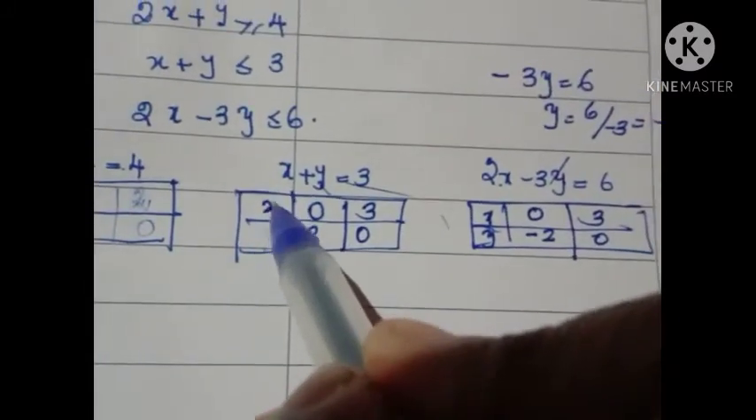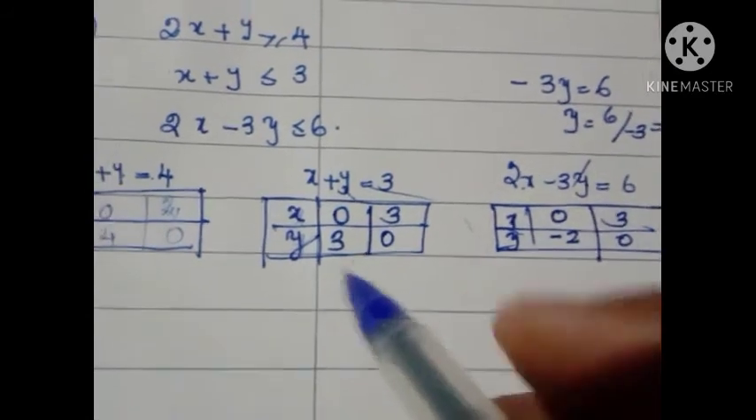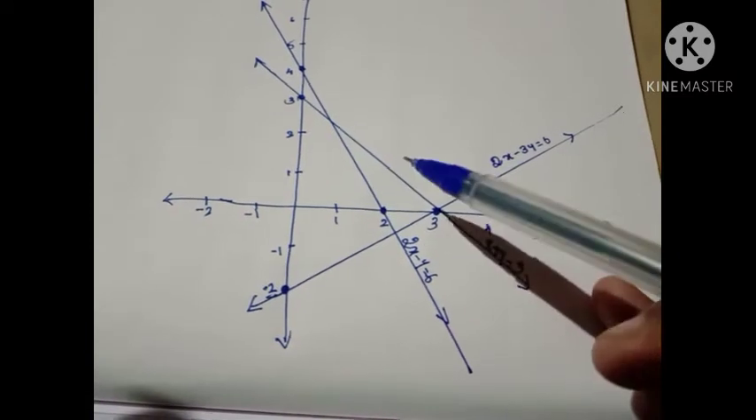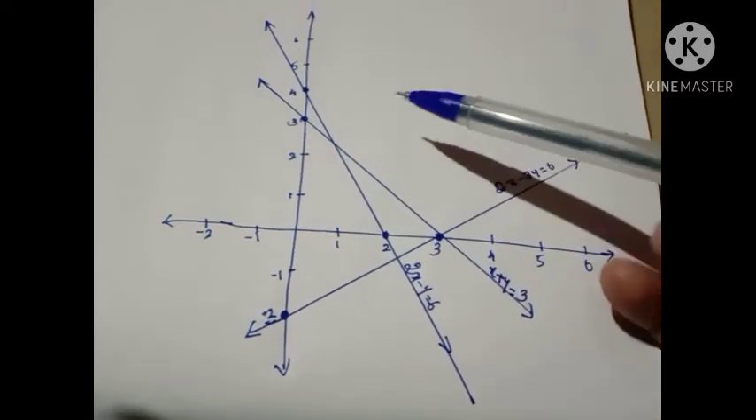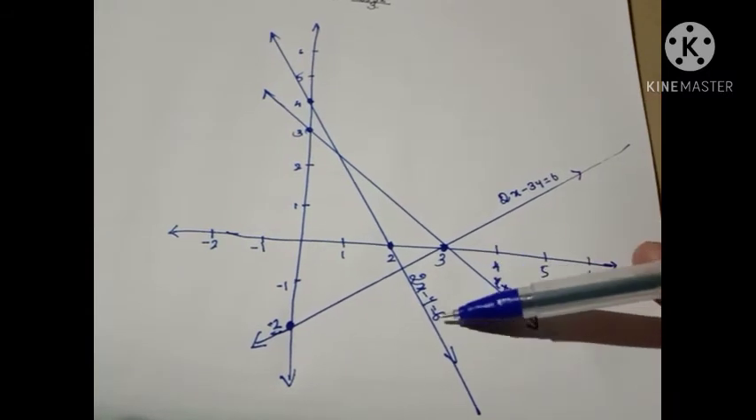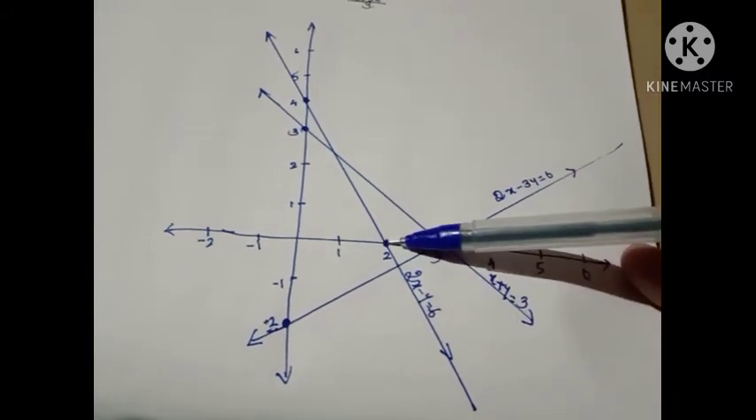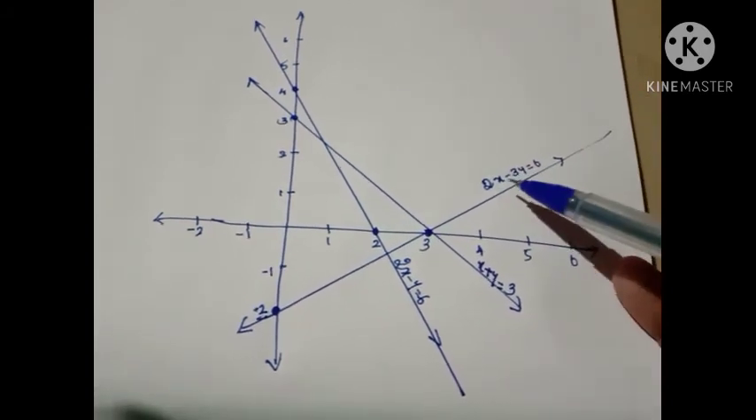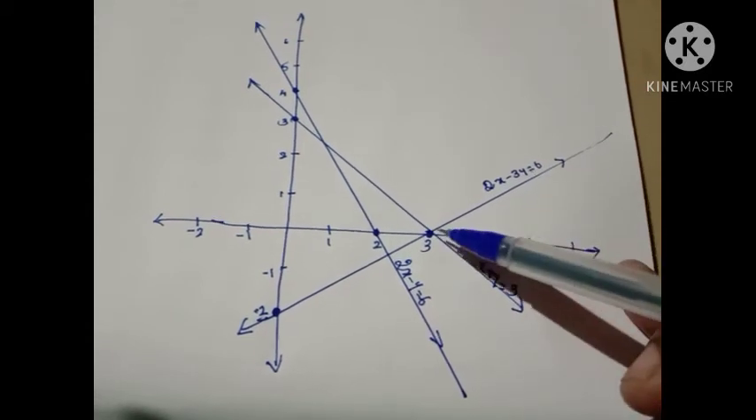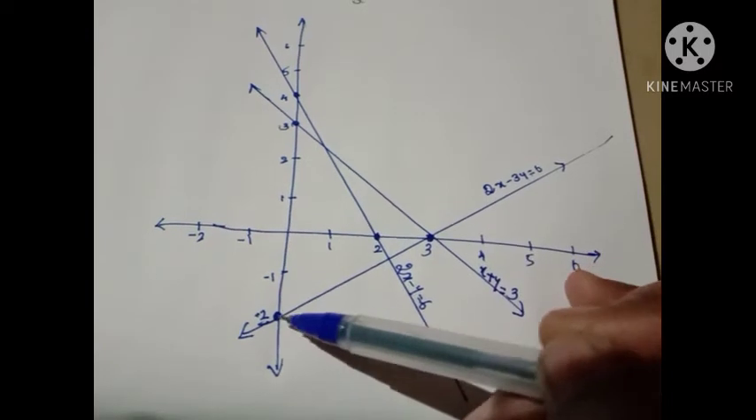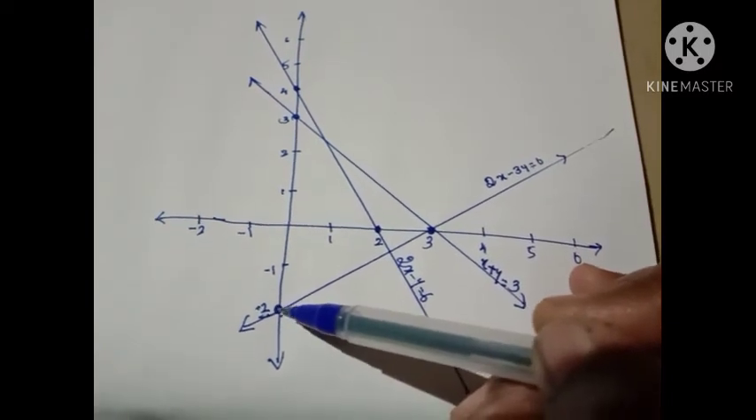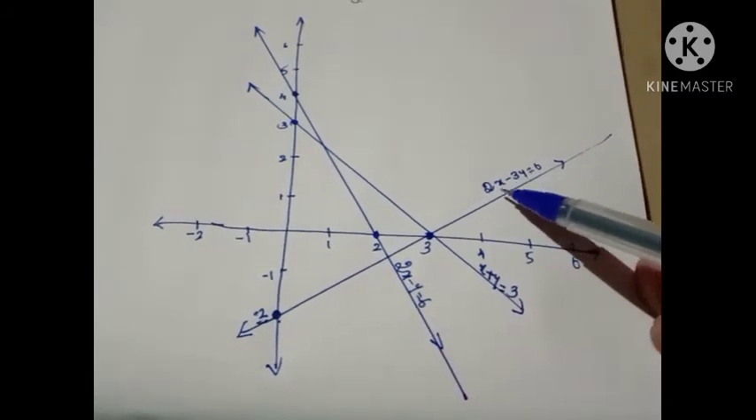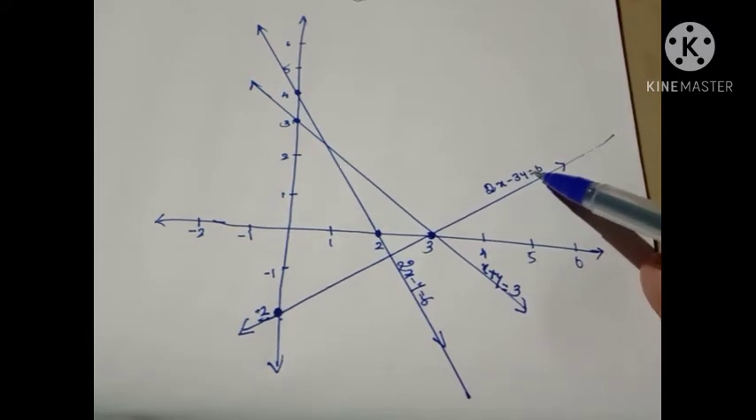Now see the graph of these three equations. We get three straight lines. See the graphical representation of the given system of linear inequalities. See the first line, 2x + y = 4. The points are (2, 0) and (0, 4). And the second line, 2x − 3y = 6. Here the points are (3, 0) and (0, −2). This is the point (0, −2). Join these two points, and we get the straight line 2x − 3y = 6.